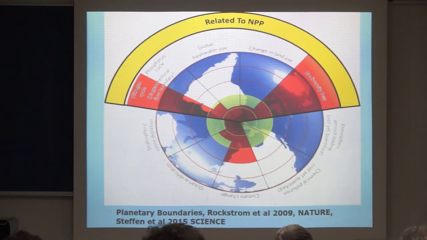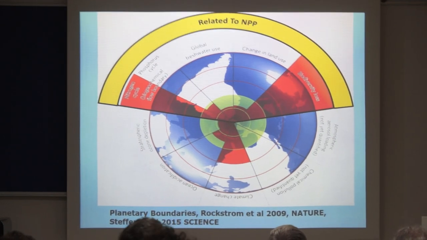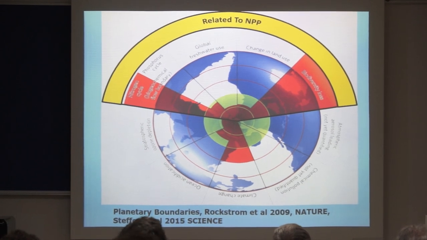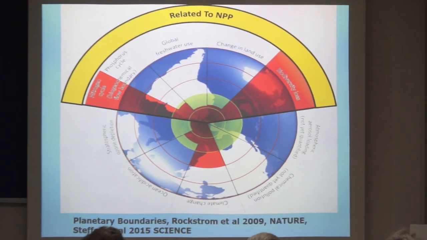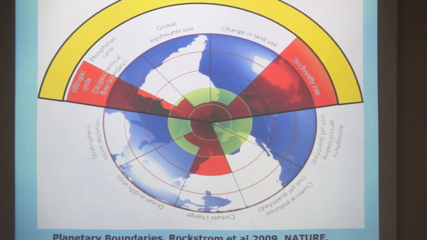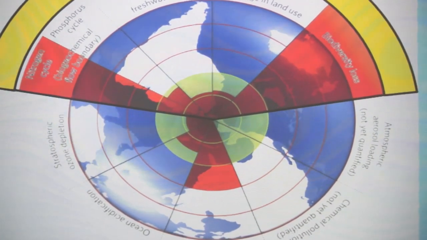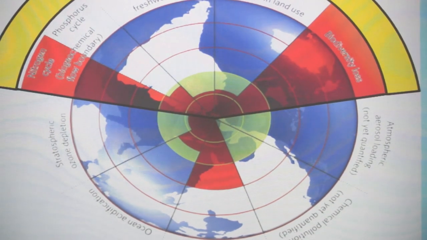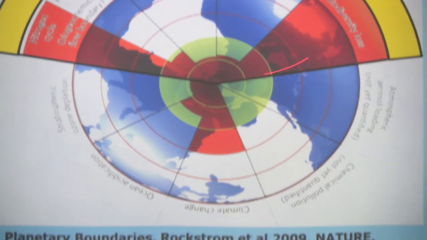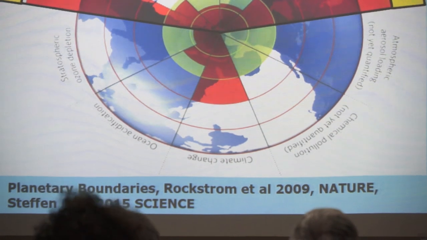So let's go back to the planetary boundaries now. And one of the things they did not propose in 2009 was any carbon cycle variable, which I find amazing, but they didn't. And so with all the other variables they defined, there's no carbon cycle variable.